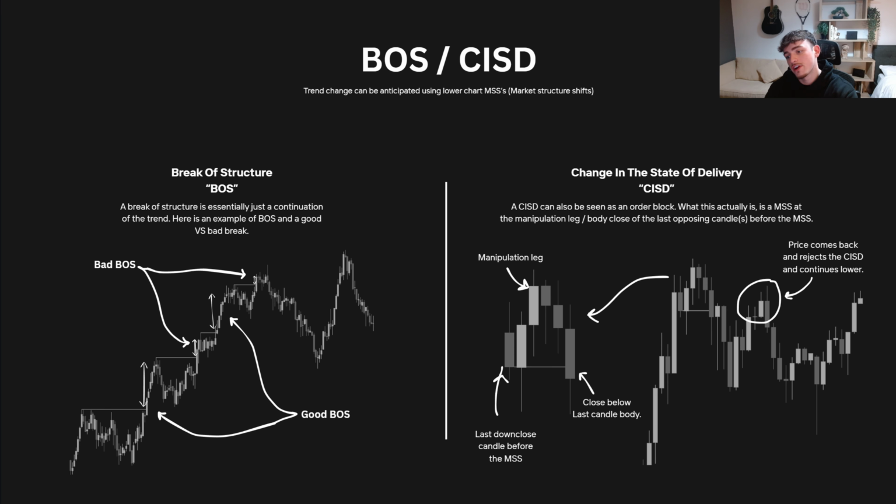Changing the state of delivery, or CISD. A CISD can be seen as an order block. What this actually is, is a market structure shift at the manipulation leg body close of the last opposing candle before a market structure shift.